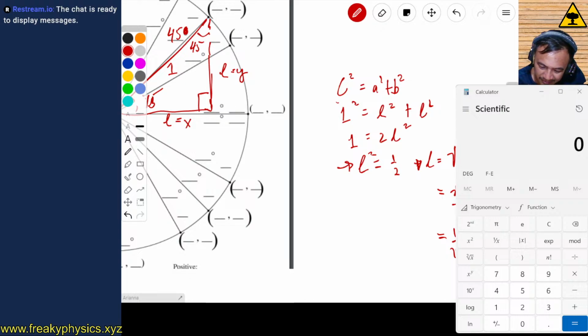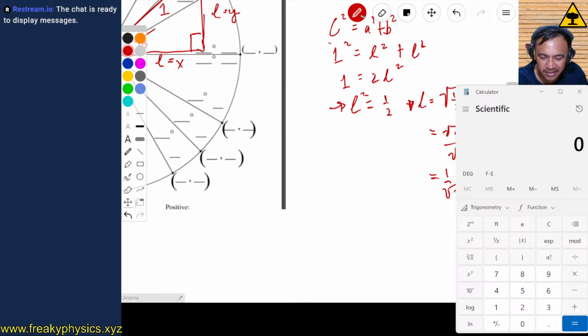Since we don't like that, what do we do? You times it by square root of 2 over square root of 2 because that's the same thing as 1. Yes, exactly. Now what do we get here? This leaves us with square root of 2 over square root of 2 times square root of 2, which is 2, right? So that's your L.